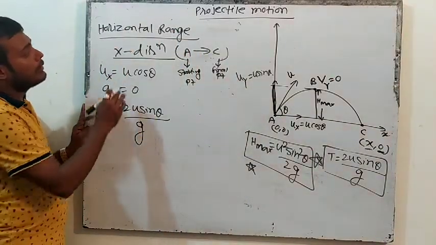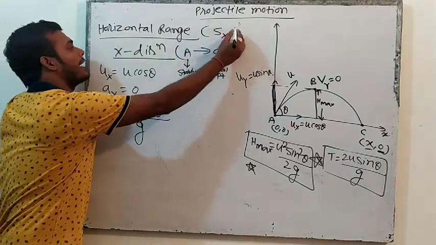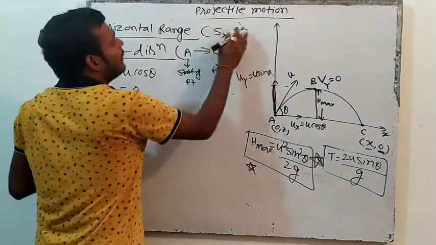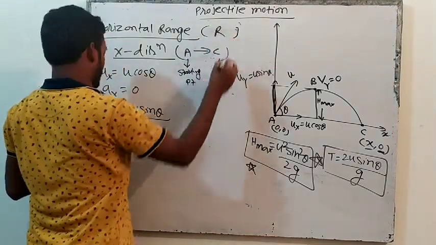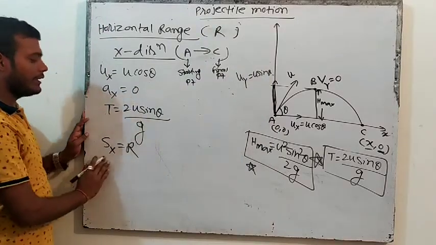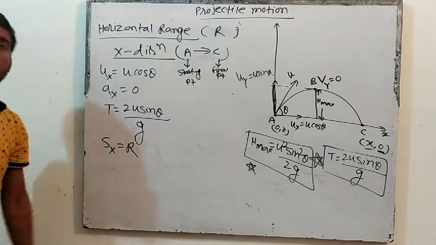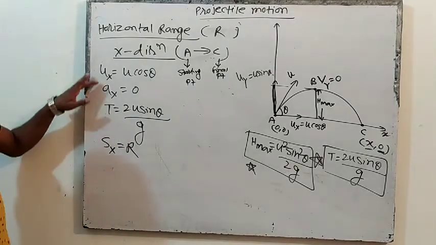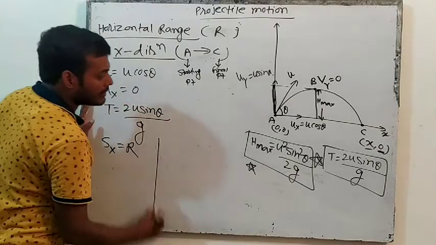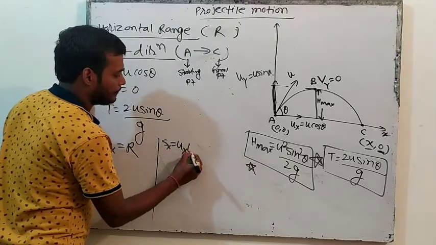We have to find what? Horizontal range, that means displacement in X. Actually, this is written as capital R. Horizontal range means we have to find displacement in X, which is equal to the horizontal length. We know u, we know a, we know t. For finding s, the second equation: s is equal to ut plus half at square.